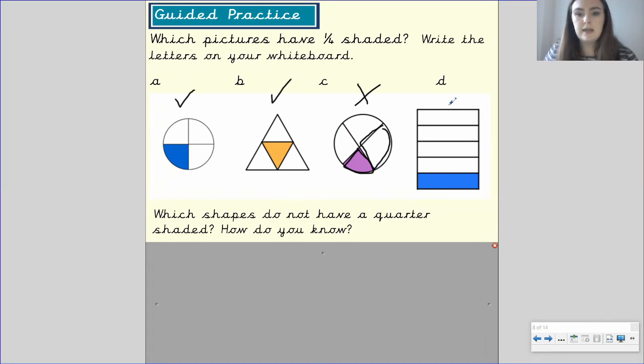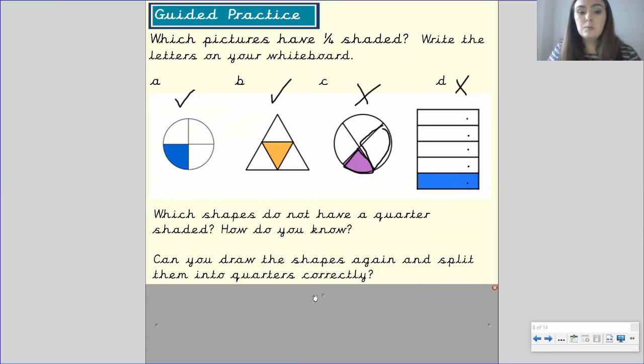So what about D then? Is D showing a quarter? No, it's not, because it hasn't been split into 4 parts. Instead, we've got 1, 2, 3, 4, 5. So it's not showing a quarter.